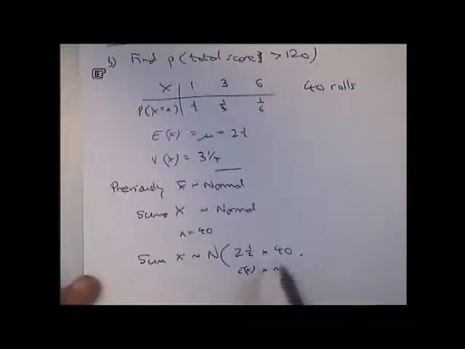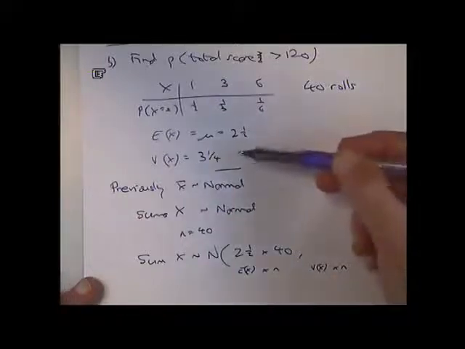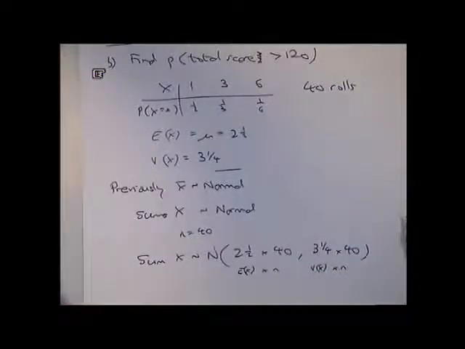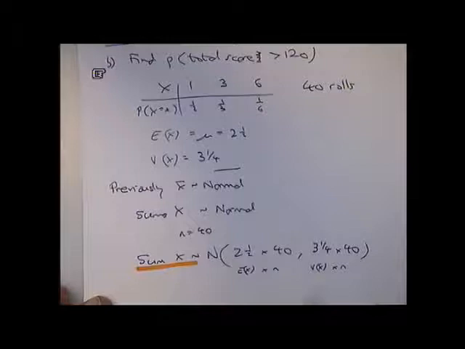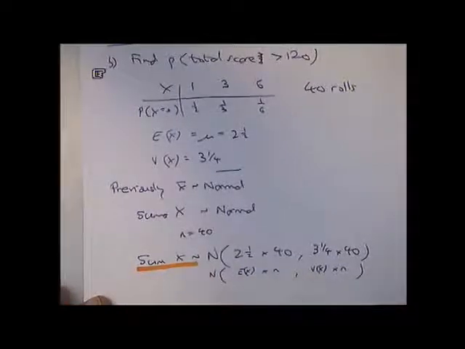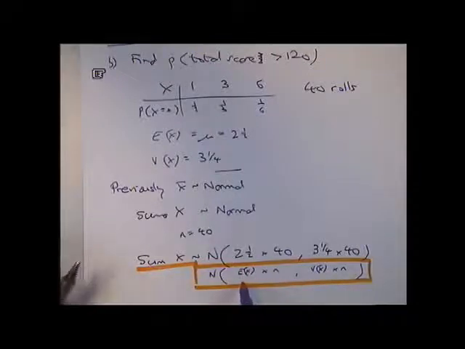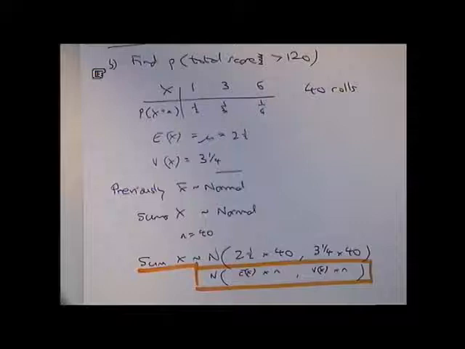And if I write the mean down over here I've got to write down the variance, and it is just the variance of x times by n. And we've already said the variance of these scores is 3.25, so we do 3.25 times by 40. So the important bit on that line is what I've written really small: if you're doing the sums of x's, it is normally distributed with the expected value times by n for the mean, and the variance times by n for the variance, for the sum.